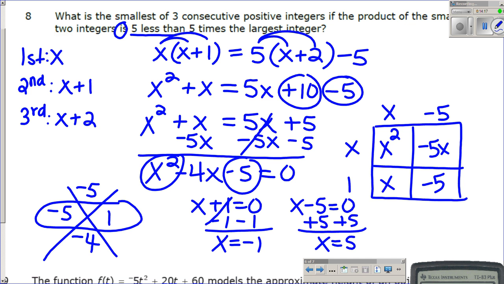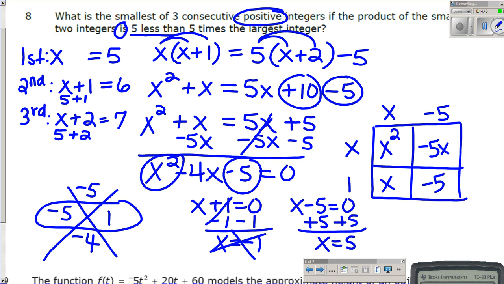Now make sure you look back at the original question. It says, what is the smallest of 3 consecutive positive integers? So that means the negative solution is extraneous, so we'll cross that out. So x equals 5, that's our first number. Here you would substitute 5 plus 1, so the second number is 6. And 5 plus 2, so the third number is 7. They only want the smallest of the 3 numbers, so your solution is 5.